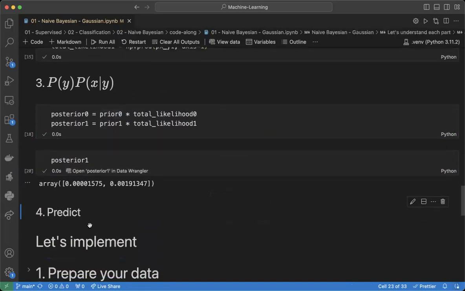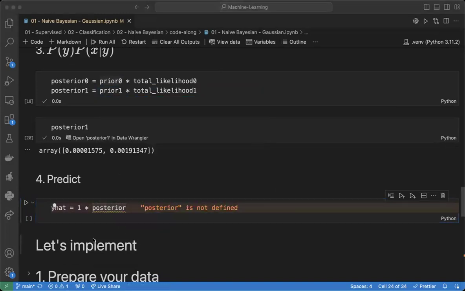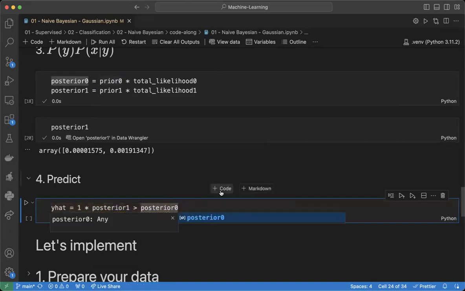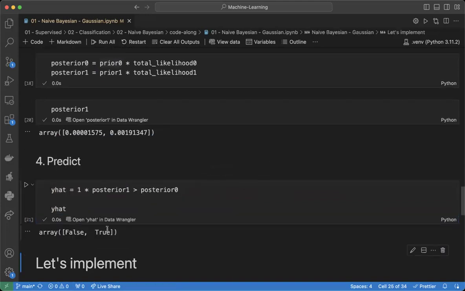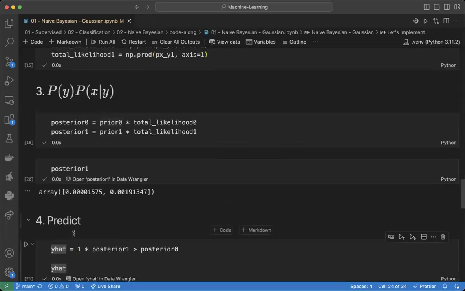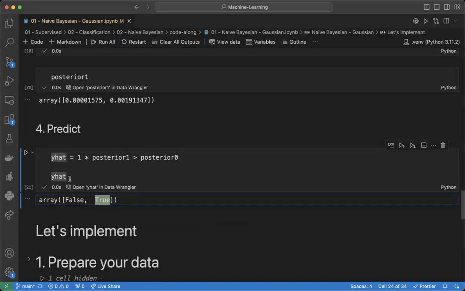Now, how do we predict? Well, the prediction is extremely simple. We just say that y hat is basically 1 times the posterior 1 greater than posterior 0. This may look very difficult, but actually you don't need to write the formula like this. You can just say that for the first sample, it is definitely class 1, and this is definitely class 1, right? Okay, good. So the prediction is extremely simple.